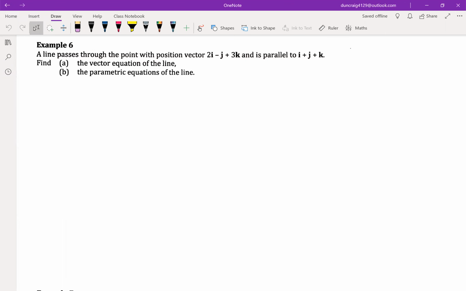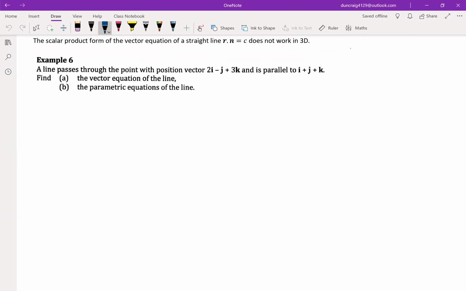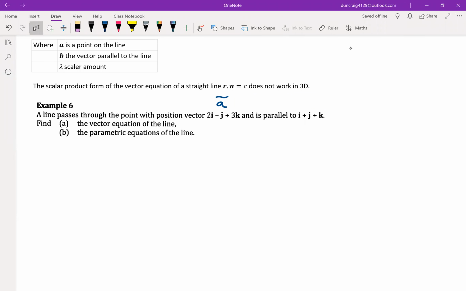For our first example here, a line passes through the point with position vector 2i take j plus 3k, and is parallel to the vector i plus j plus k. And we want to figure out the vector equation of the line. So that's just nice and easy. This is our a vector there, and this is our b vector there. So it's pretty much just putting that into the equation.